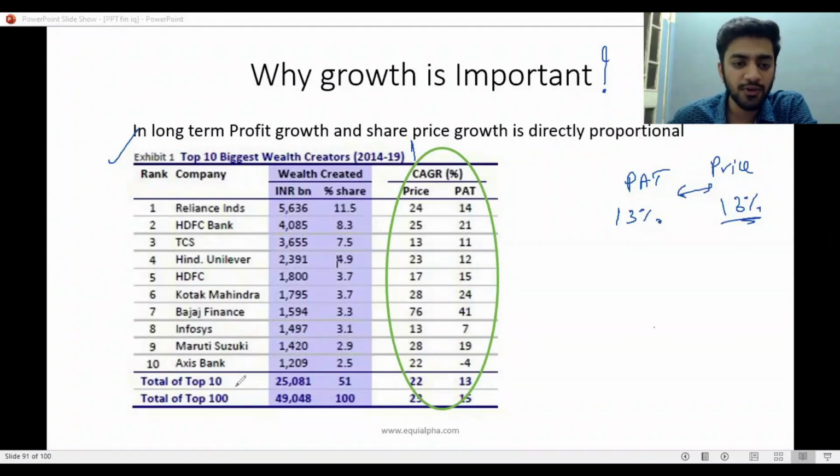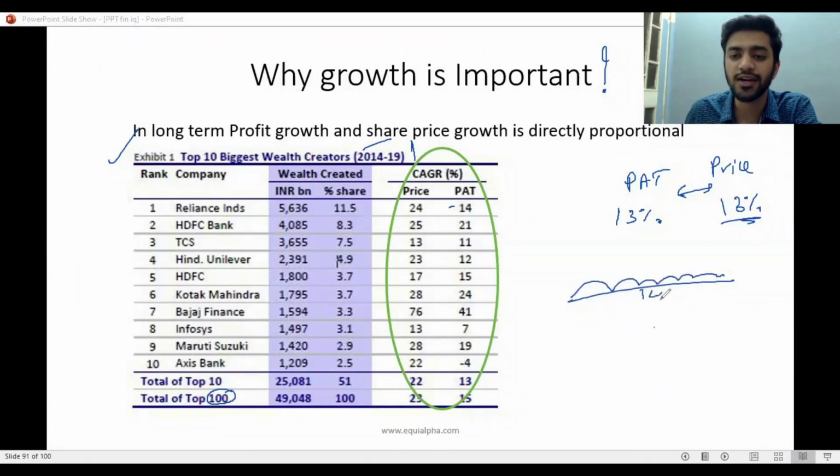In this case, we'll go through these 10, and then I have the total top 100 which created wealth in this period. Look at this. Reliance Industries profit after tax growth. This is the average growth rate, an average growth rate of 14%. In individual years, it can be different. It might be a case that in 3 years it did nothing, and in 2 years it created huge wealth. But overall, CAGR is coming to 14% only.